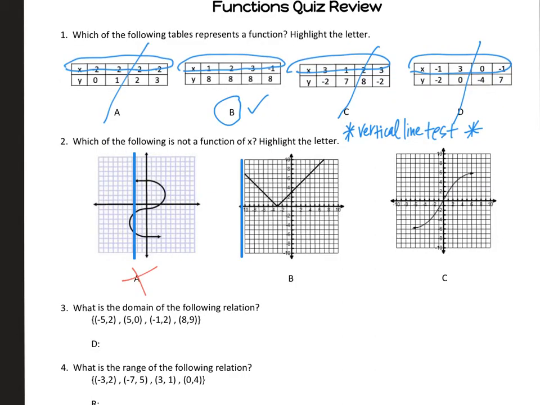Okay, so now let's try out the second graph. So we're going to bring this blue line across the graph. At no time does this graph, this function that kind of looks like a check mark, hit 2 points at one time. So therefore, this is a function. So I'm going to circle this in green. And then now let's try the next one.